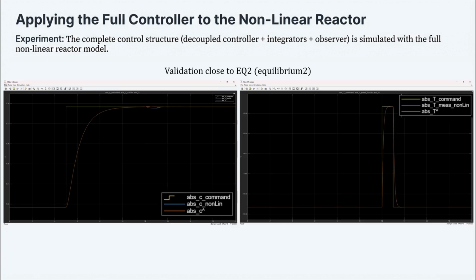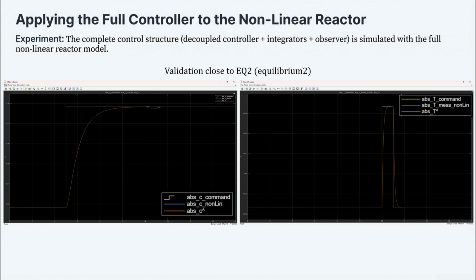After doing so, we once again input values, set points, to our reactor and look at the differences. In this plot on the left-hand side, we see the concentration: in yellow the command, in blue the nonlinear, so the real thing that's happening in the reactor, and in orange the estimation. On the right-hand side, we see the temperature. In both cases, we are very, very close to the equilibrium point 2, and we can see that the concentration is following perfectly fine as long as the temperature is constant. So between second 4 and second 8, 9, I would say.